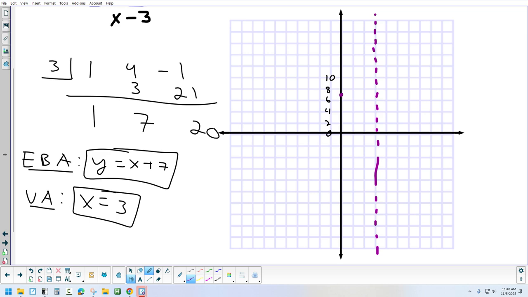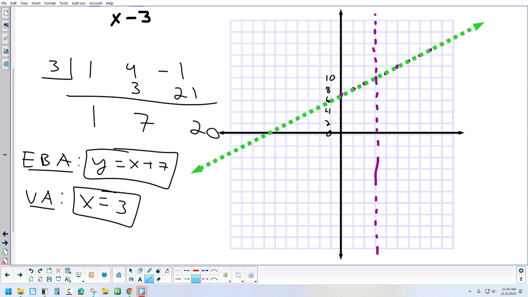And what's my slope? 1 over 1. So up 1, right 1. But remember, I'm going by 2's. So go up to 8 and right 1. Up to 9, right 1. So that's what your line is going to look like. Right? And I'm going to just do the rest with a dotted line. Okay, so that is our slant asymptote. That's pretty good.